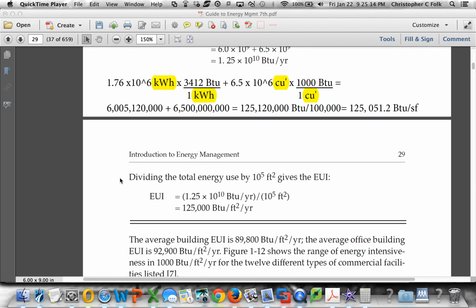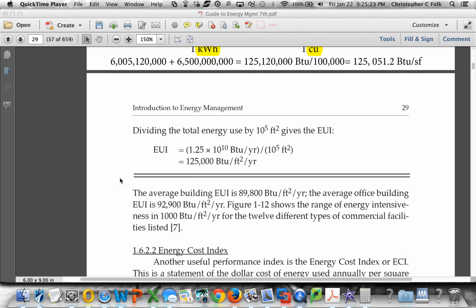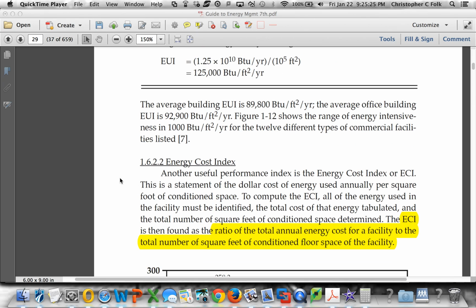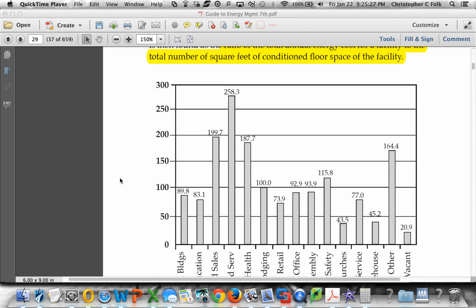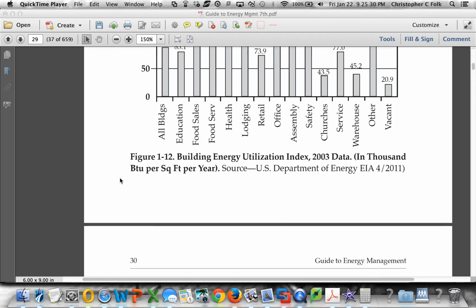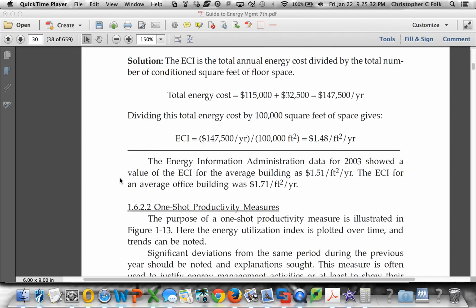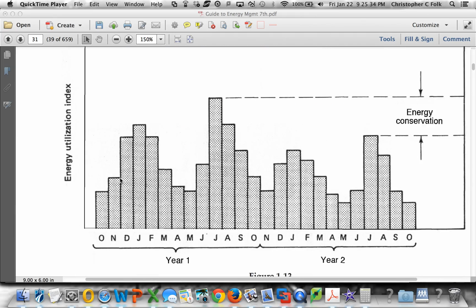In both of these examples, we were determining an energy usage as compared to the amount of square feet that the energy was being used. There are other indexes that we could use to do that with, and it's shown here in tables 1-3 and 1-4, which are coming up here in just a moment.